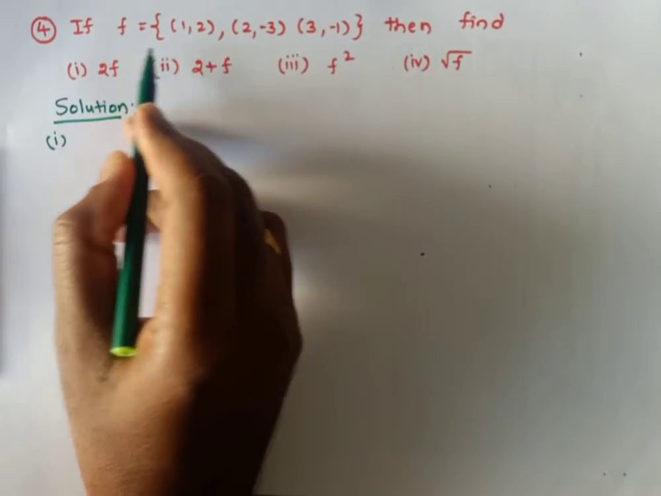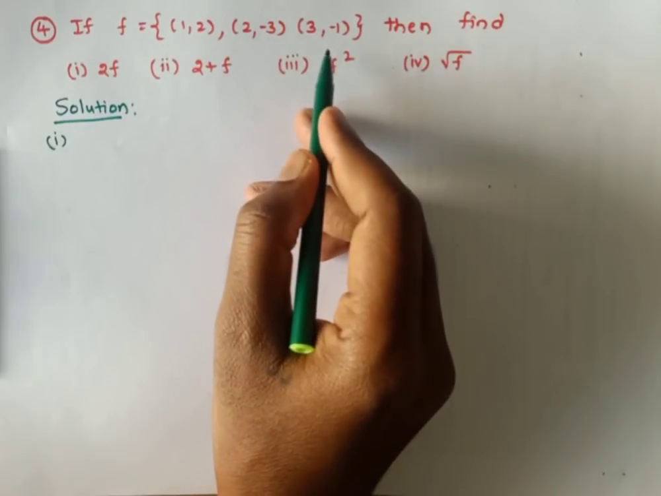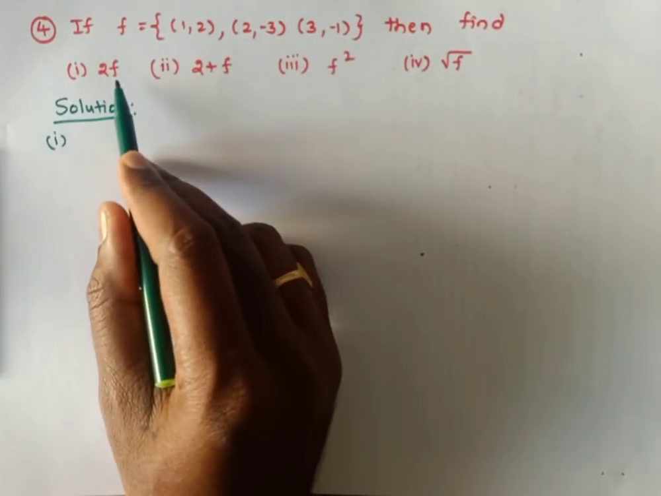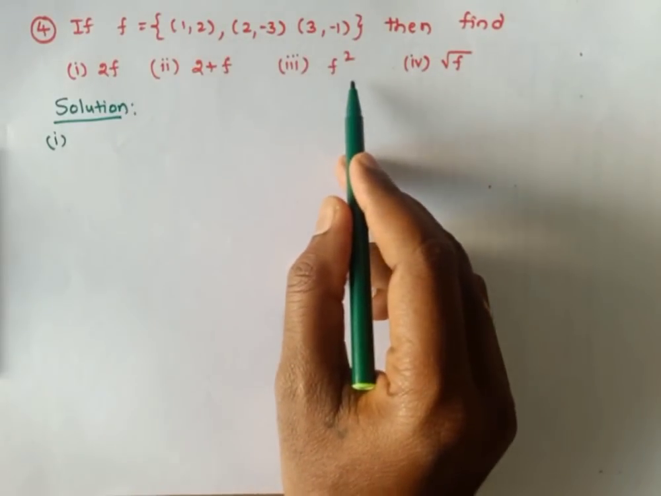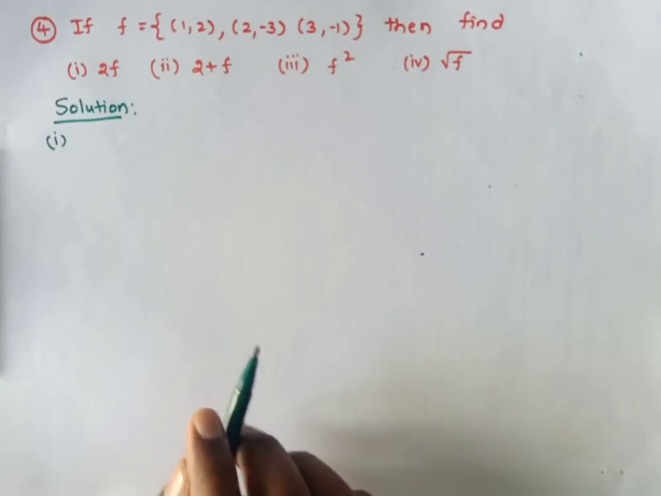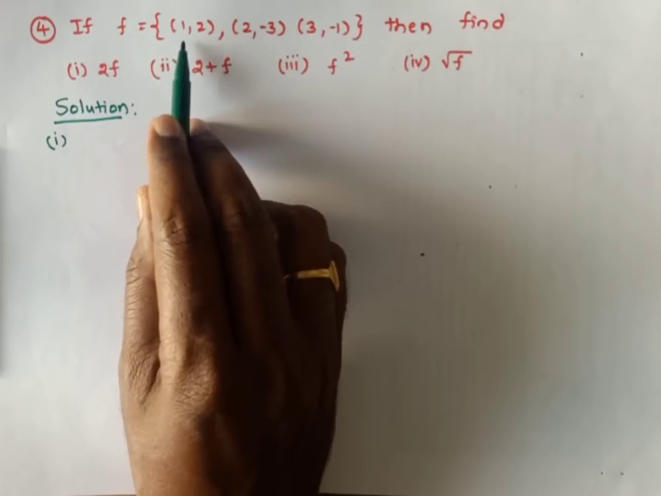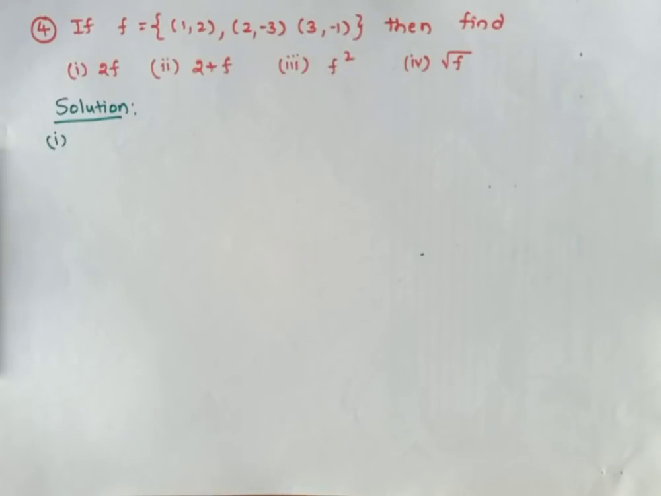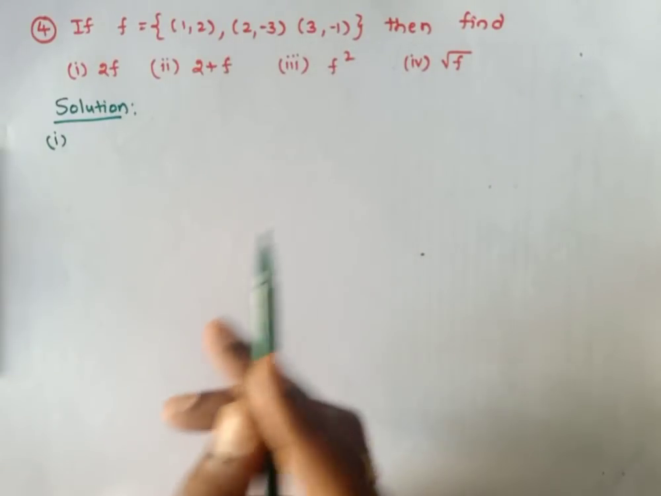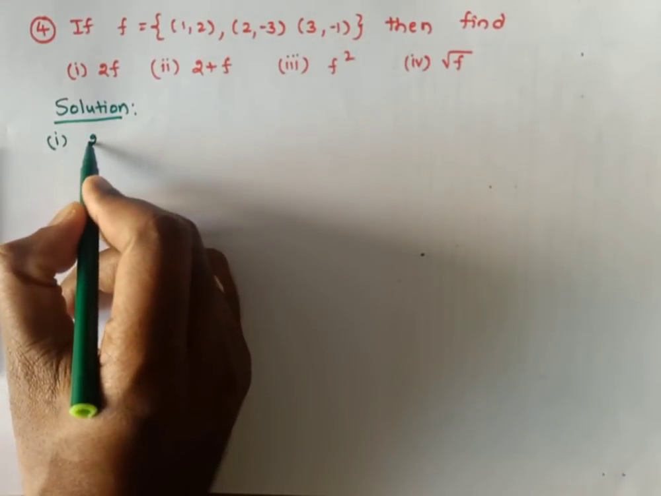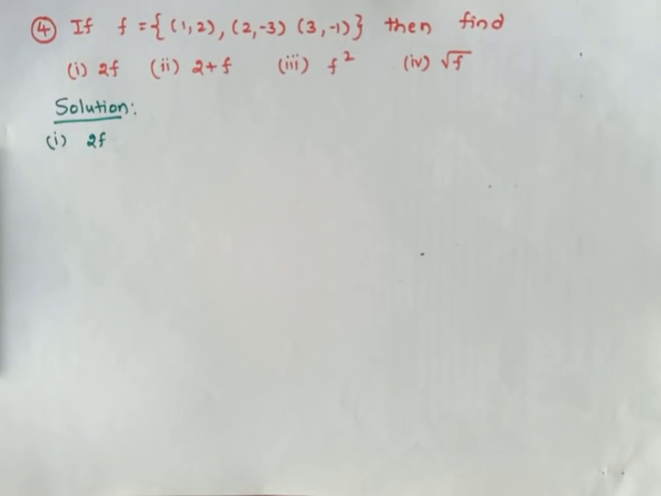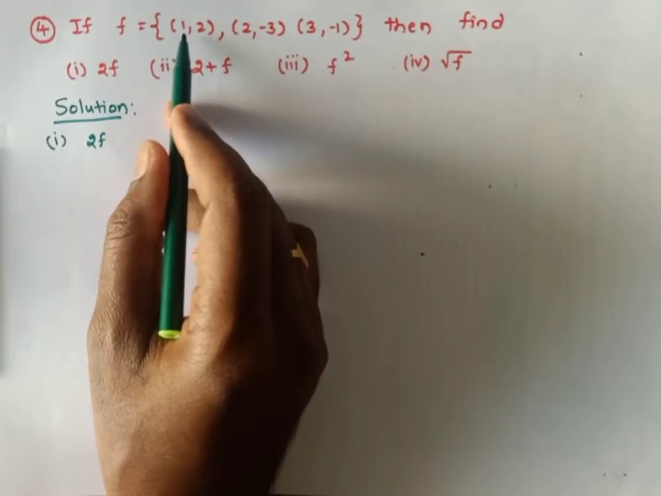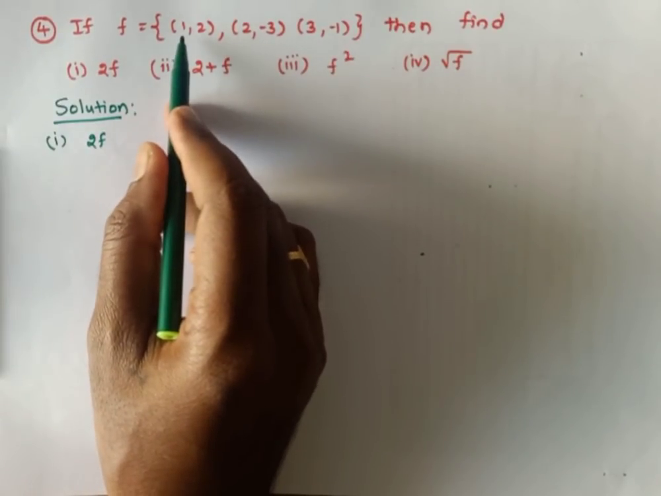Fourth one: if f is the set of ordered pairs 1 comma 2, 2 comma minus 3 and 3 comma minus 1, then find 2 into f, 2 plus f, f square and root of f. So f is defined already: 1 is related to 2, 2 related to minus 3, and 3 related to minus 1. So we need to apply 2f, 2 plus f, f square and root f. Here 2 into f means you need to multiply this 2 with the output of f.